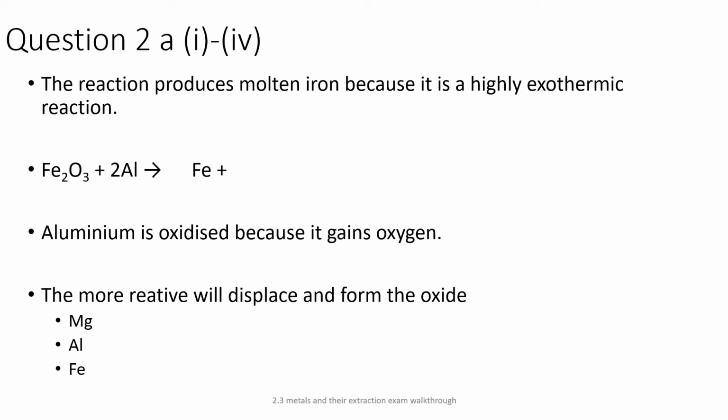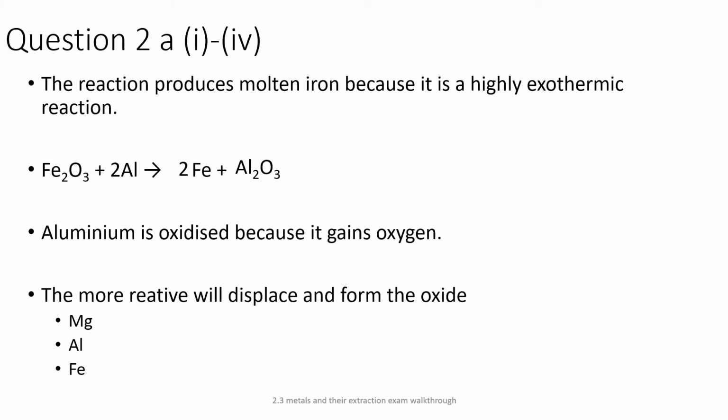For part 2, you need to know the formula for aluminium oxide, which is similar to that of the iron oxide as they both form a 3+ charge. We then need to balance the equation. So we can see that the only atom not balanced is the iron, so we need to double the iron, and that fits in the equation there.